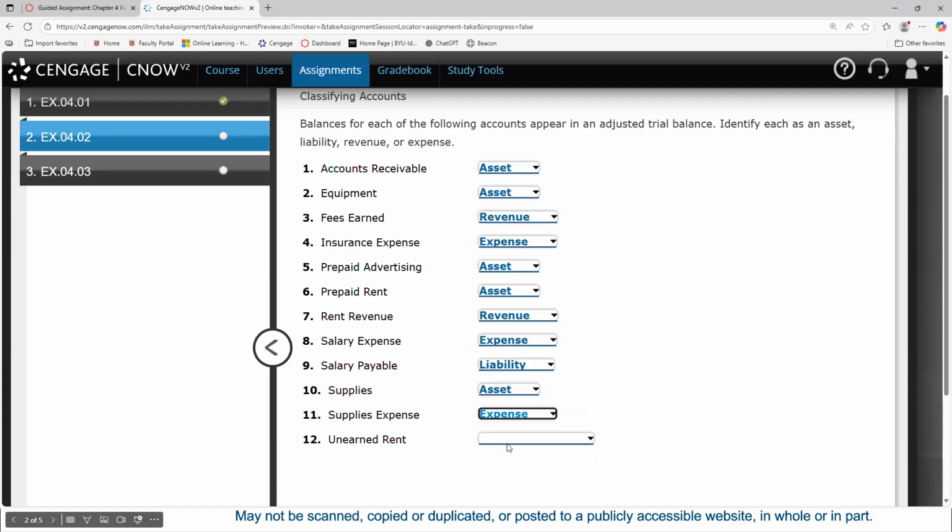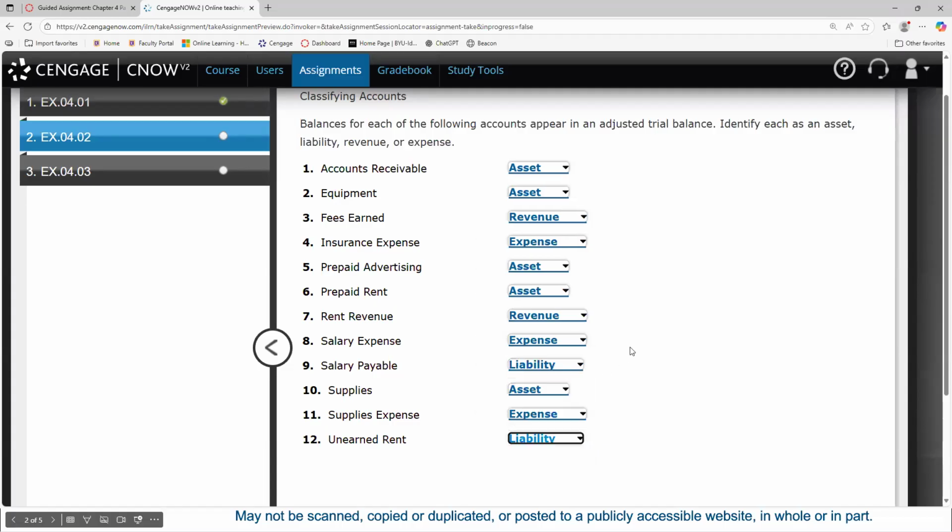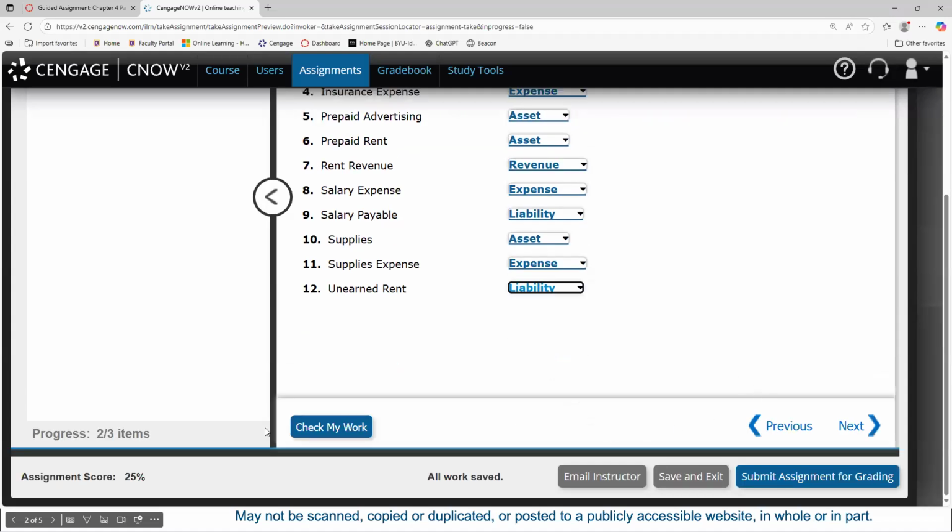Unearned rent, liability. Again, that's somebody who has paid us in advance. Like I said, when I owned my storage business, it was really common for people, instead of paying monthly, to just pay me for a whole year in advance or for 6 months. And so I had to record that as unearned rent. And then each month I do an adjusting entry to show I'd earned part of it. I would credit rent revenue and debit the unearned rent so that that liability was dropping off over time. Okay, so those two weren't too bad.